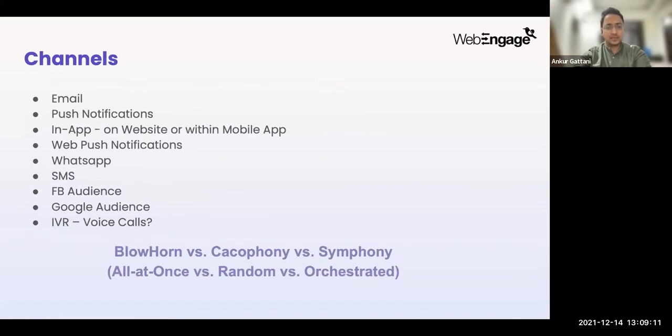So there comes the channels. I think the way to describe this would be that you can do a blow horn versus a cacophony versus a symphony. And obviously you would know that I will lean a lot more towards the symphony, which is orchestrated as to how you use each of these things in sync with each other.